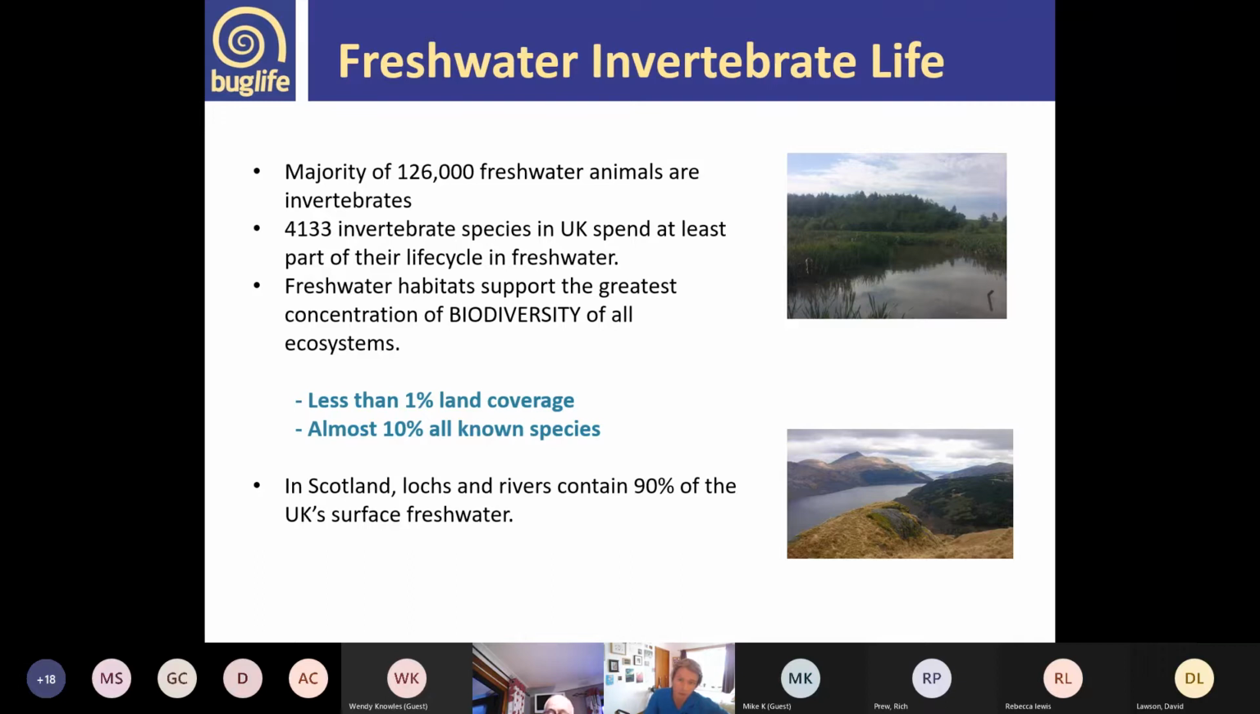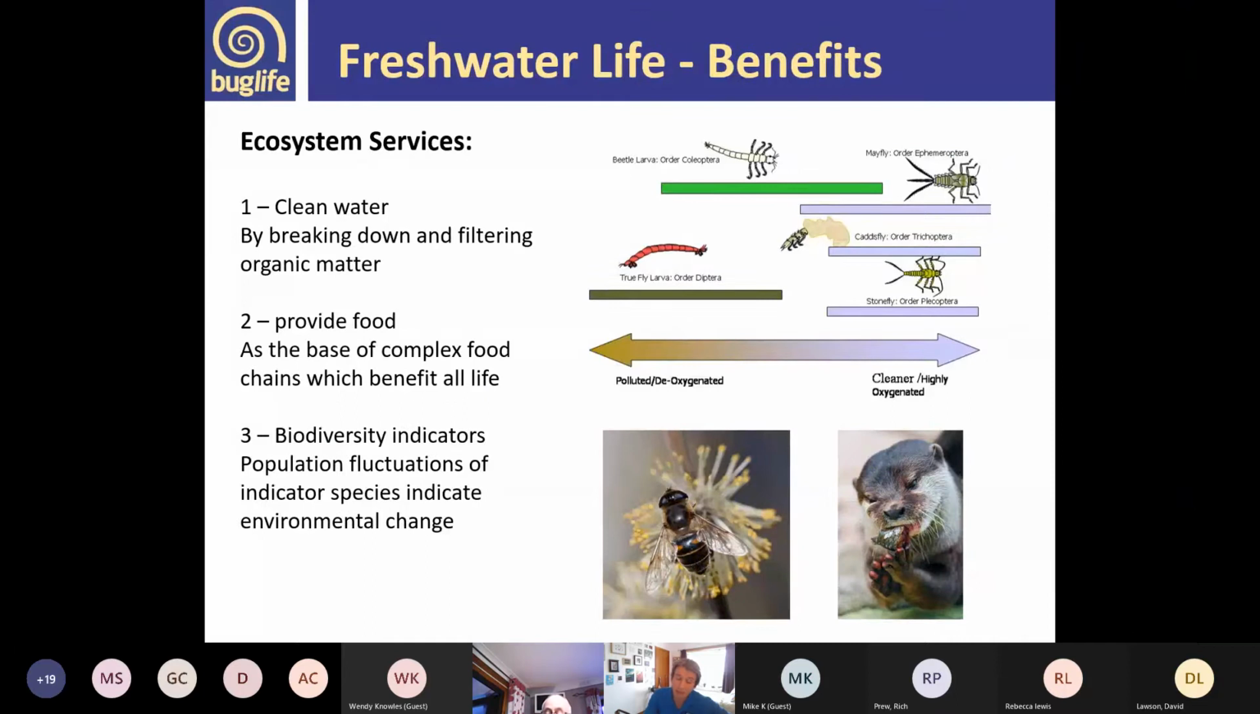So what are the benefits of freshwater invertebrates within these habitats? Freshwater invertebrates provide three crucial ecosystem services. Number one, they can clean the water. Some beetle larvae, for example, will actively break down and filter organic matter, playing a vital role in the nutrient cycle. Filter feeders such as black flies can remove microscopic particles harmful to the ecosystem.